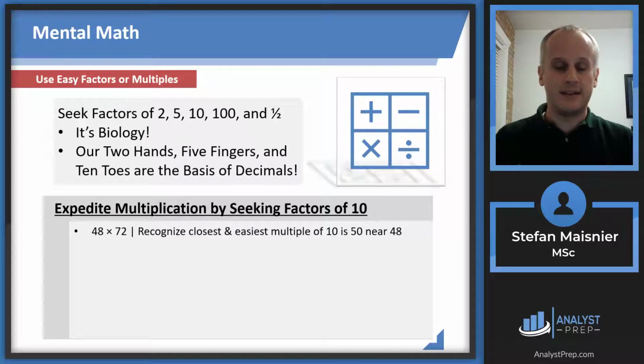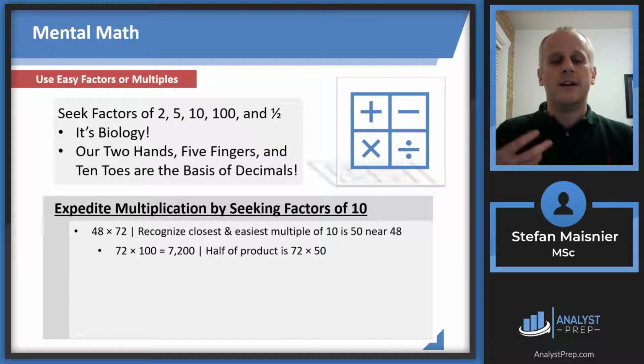So they kind of expect you to look at something like 48 times 72 and go, wow, that's really annoying math. But you can recognize that the closest and easiest multiple of 10 in this product is probably 50, which is really nearby 48. So from what we know about multiplying by 10, if we wanted to do 72 times 100, that's going to be 7200. We just shifted that decimal over 2 places.